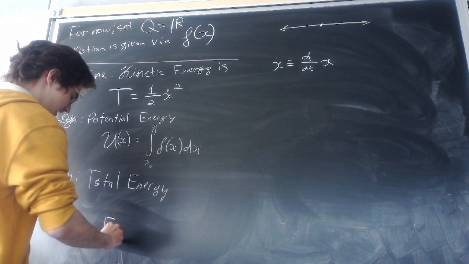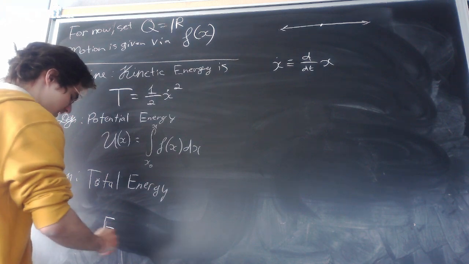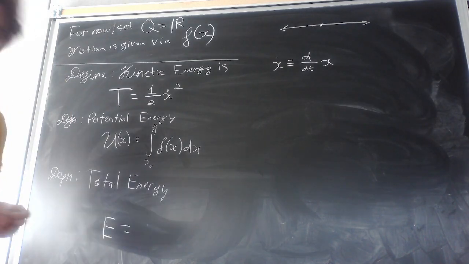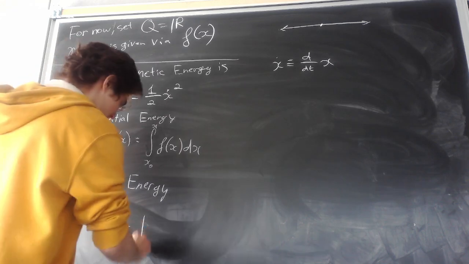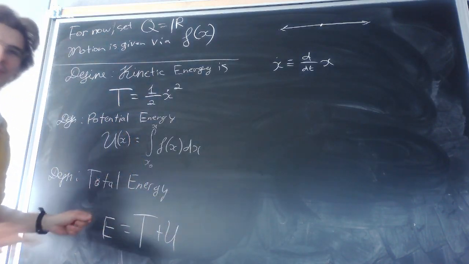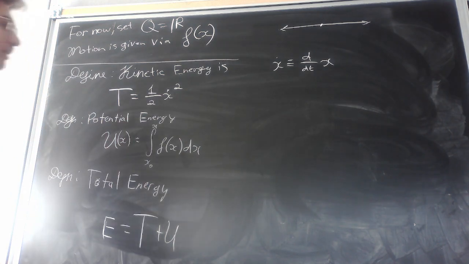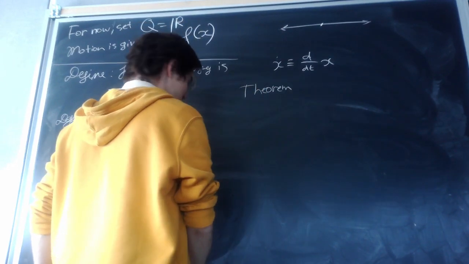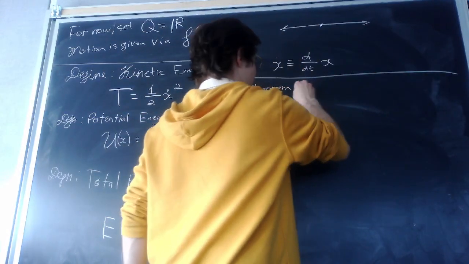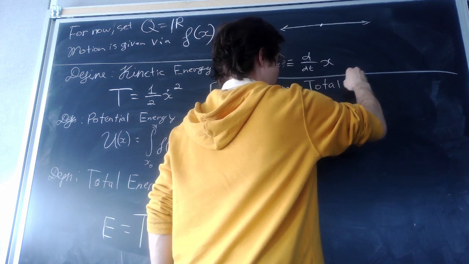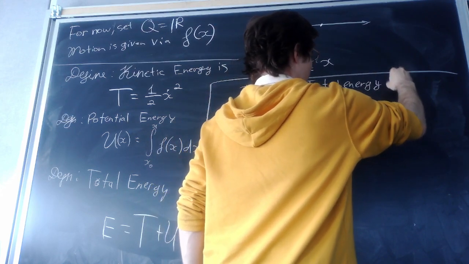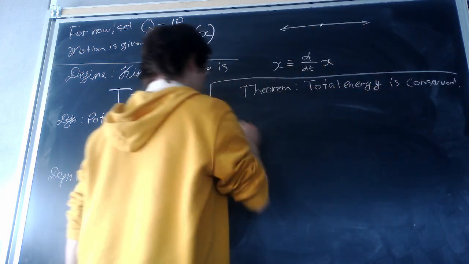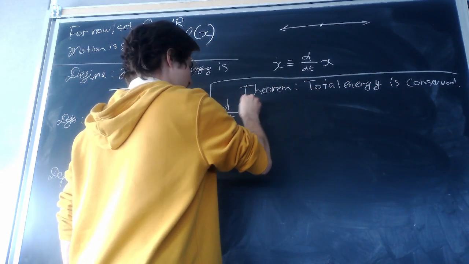Is E. E is what? Come on. T plus U. Okay, good. This is the part that's supposed to be really quick, because this is more or less review. So okay, I write down the total energy and I immediately tell you that there's a theorem. What's the theorem? Yes. So total energy is conserved. Okay, what does this mean? This means that if I was to take d dt of E, I get 0.